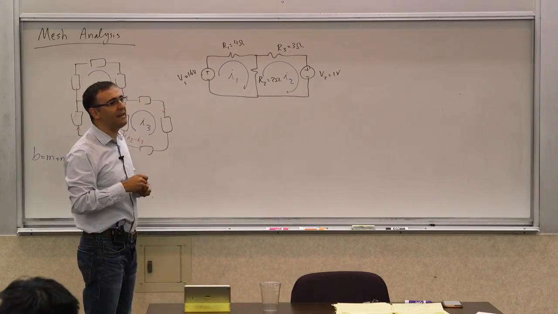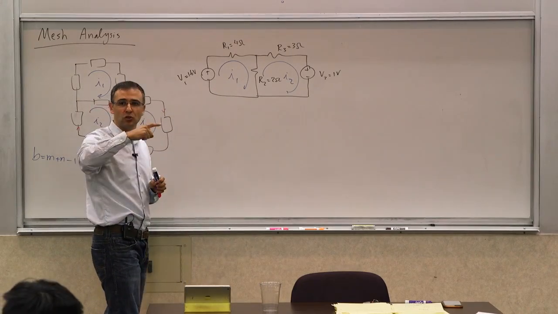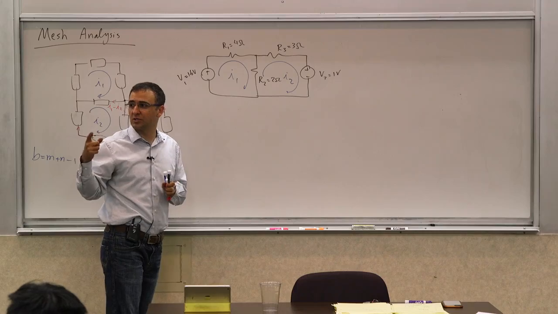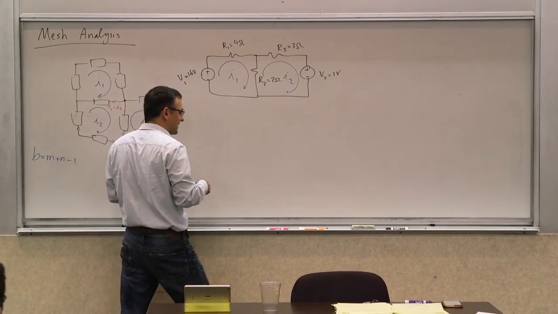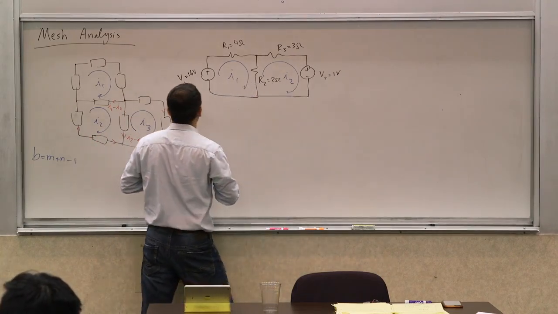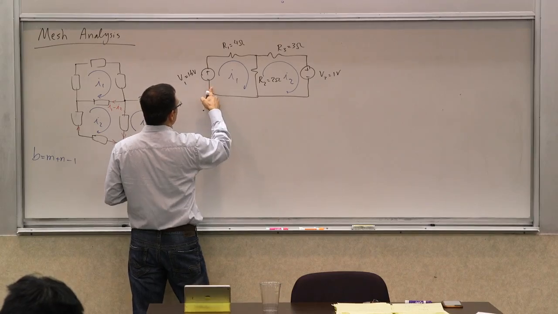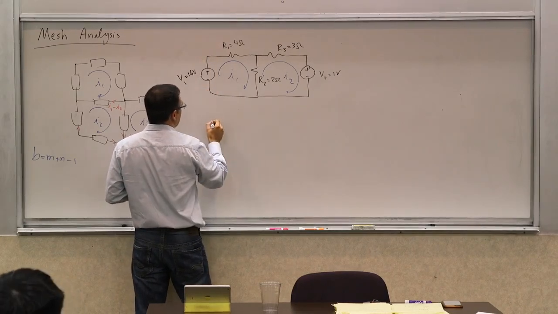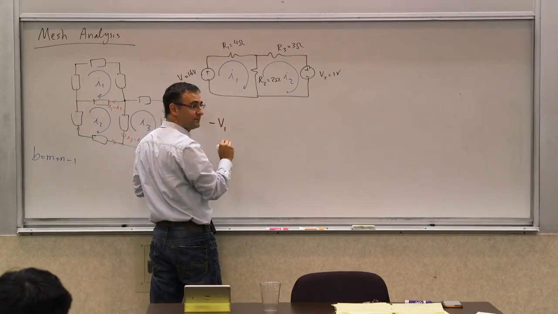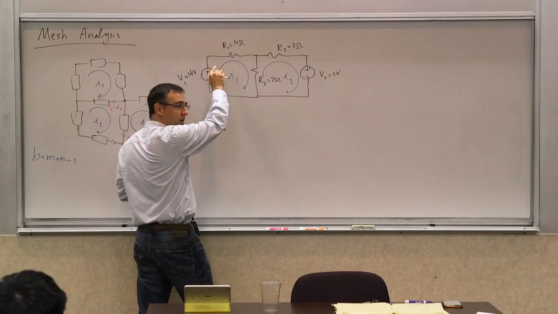So we are writing KVL. We have to go around a loop, which in this case is a special loop called the mesh. So what is the KVL around the first loop? Let's start from here. We are going from negative to positive in V1, so you get negative V1, this voltage.